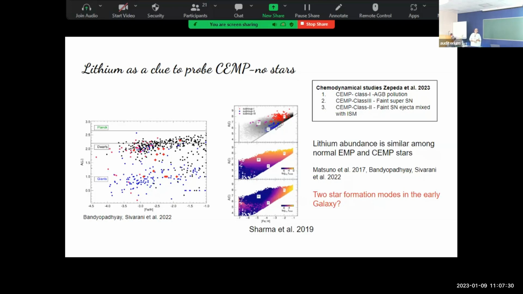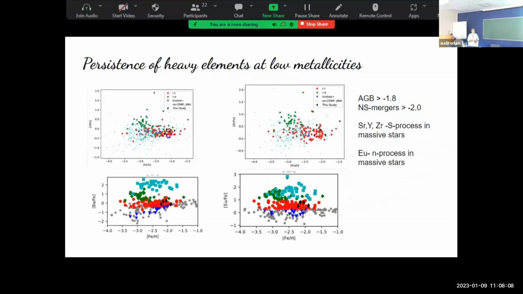And also, when the carbon is enhanced, it's difficult to identify these lithium features in a very cool star. So these similar trends in a normal and a carbon enhanced metal poor star indicate probably there were two parallel star formation modes happening in the early universe, so that they were mixed. This is a very bold proposal, but I think lithium would be helpful in identifying some of these progenitors and the possible mixing process happening with the ISM.